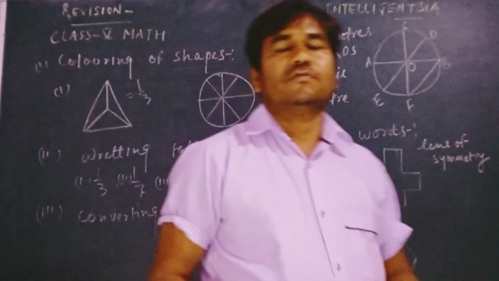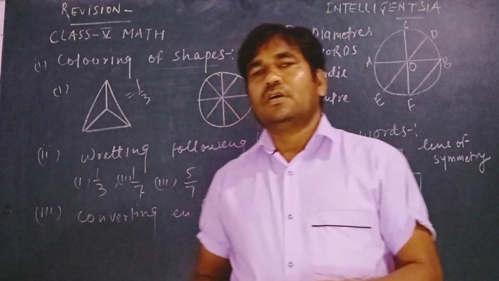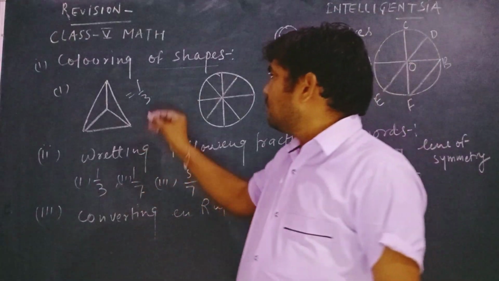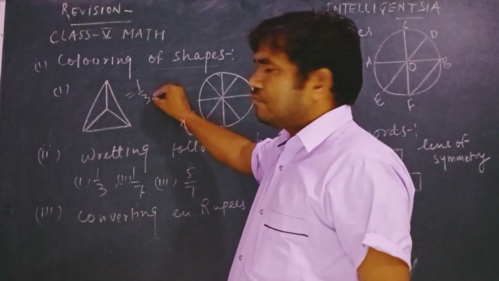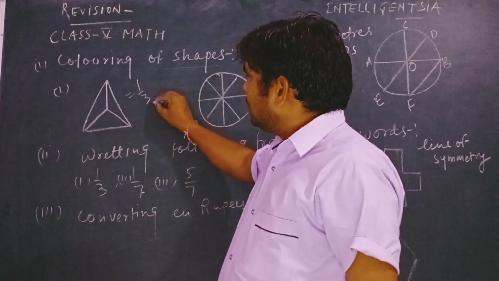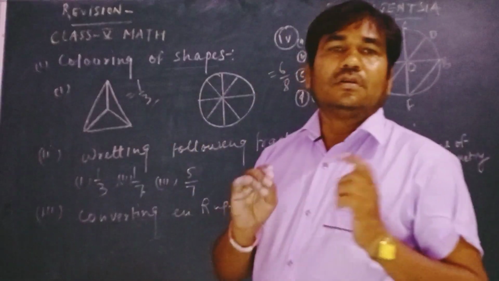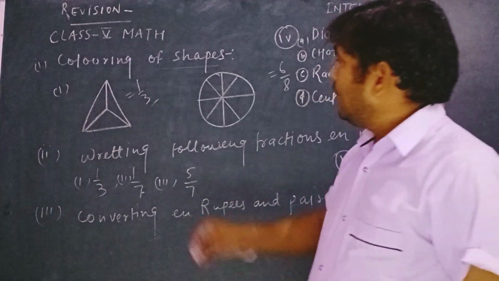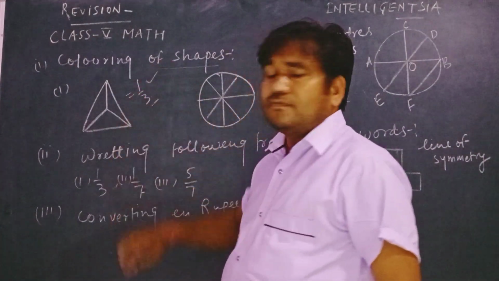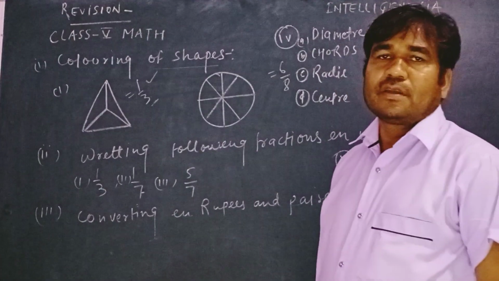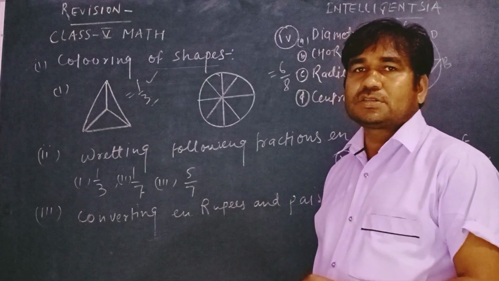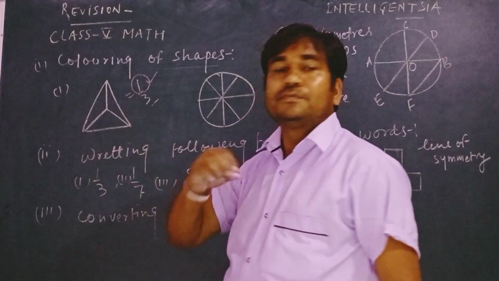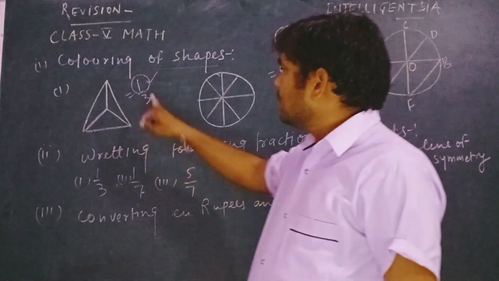The fraction is given here and you have to color the shapes. So that is the fraction 1 of 3. Here you see the denominator is 3, and the number which comes in place of the numerator, you have to color that number of parts. So the numerator's number is 1.